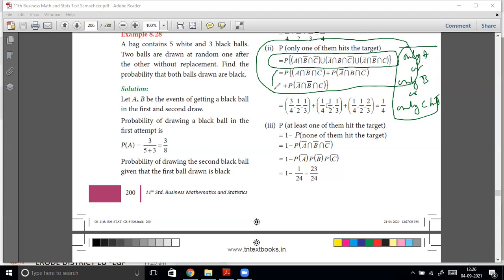So next step, you will understand why like that. Because union means P of A union B is equal to P of A plus P of B. Okay, so they are taking P of A union B union C, mutually exclusive events, P of A plus P of B plus P of C. That is why they are putting plus there. Understood.